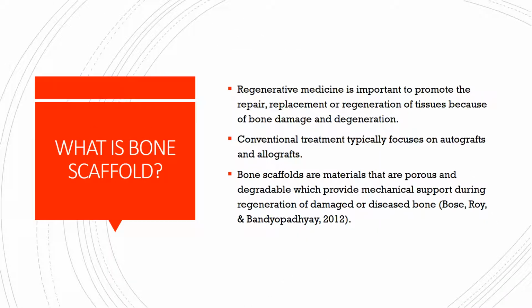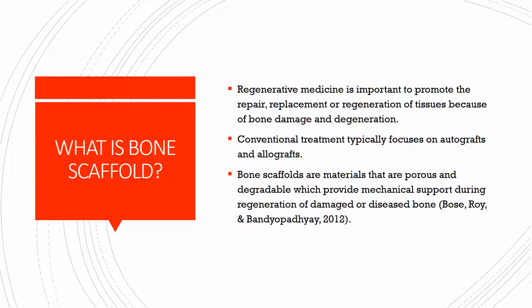In order to understand what is bone scaffold, we should begin to understand what is regenerative medicine. Regenerative medicine is commonly used to promote the repair, replacement, or regeneration of tissues which are required due to bone damage and degeneration of bone. Conventional treatment usually focuses on autograft and allograft treatment. Autograft treatment is defined by the treatment of transplanting tissues or bones within the same patient, whereas allograft treatment means the transplant of tissues from another person.